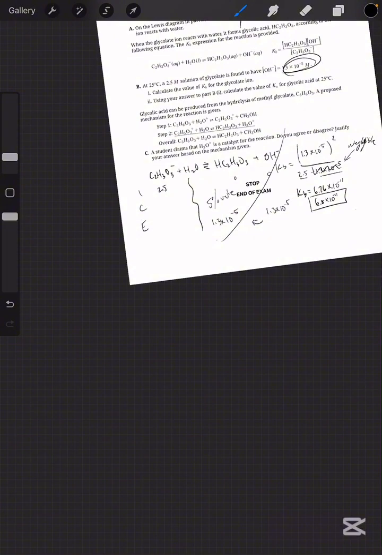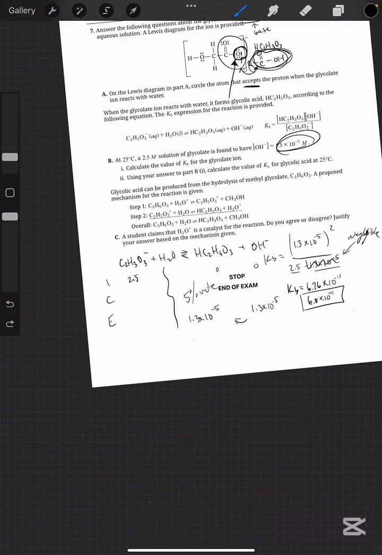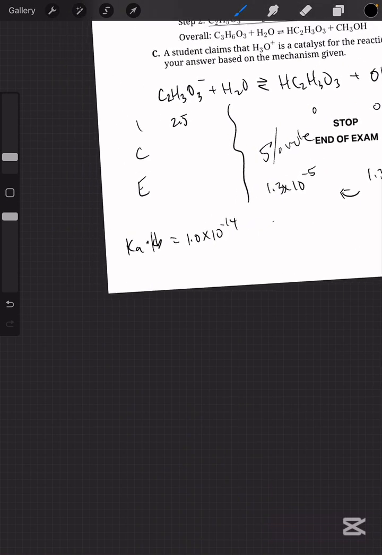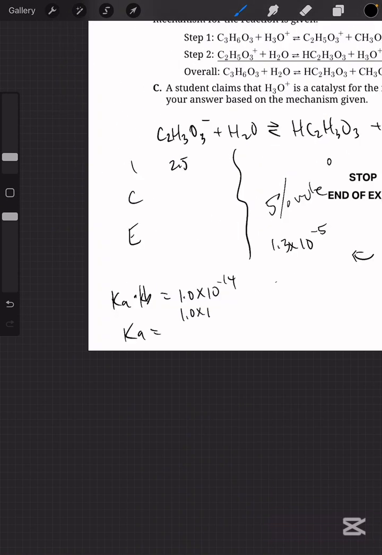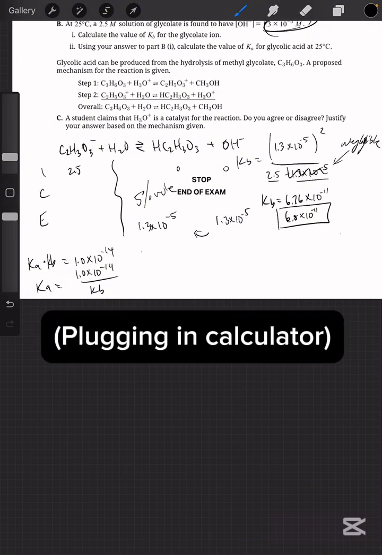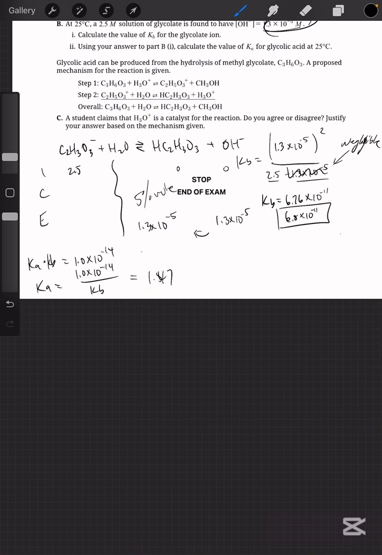The second part says, using the answer to part B1, calculate the value of Ka. Okay, so we know that at 25 degrees Celsius, Ka times Kb equals 1.0 times 10 to the negative 14. So with some manipulation here, we get that Ka equals 1.0 times 10 to the negative 14 divided by Kb. So Ka here would be, I got 1.47 times 10 to the negative 4. And you can also round that just to 1.5 times 10 to the negative 4.